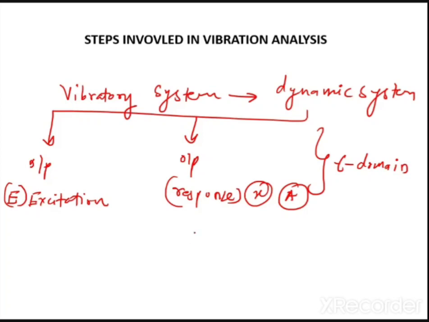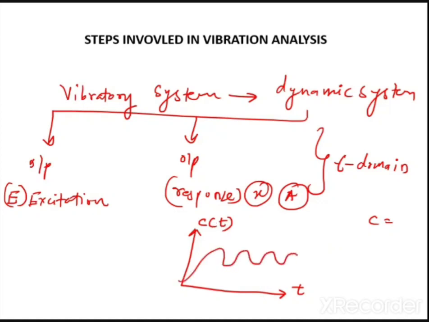Time domain means what? If you represent it on the x-axis, you will have t. On the y-axis, you will have a response. Let us say the response is c of t. This C indicates a response. So c of t is time dependent. It can be increasing oscillations, or decreasing oscillations, or oscillations with a constant amplitude. That detail we will understand in module number 4. But you understand that both the responses are in the time domain, right?